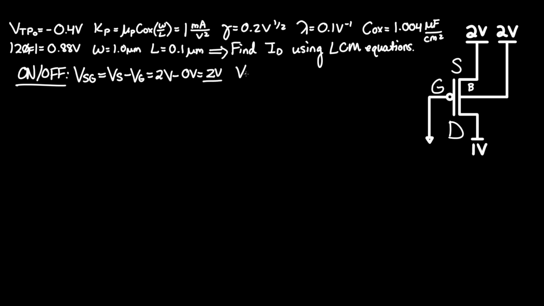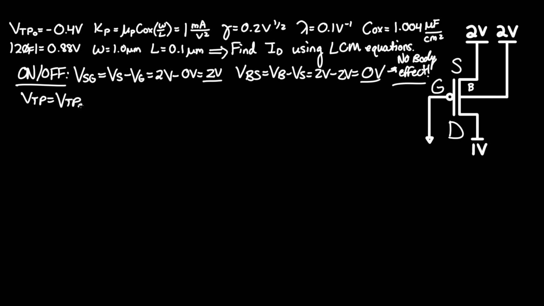Now we gotta quickly see whether or not body effect exists, which is determined by whether or not VBS exists. So VBS equals VB minus VS, and the body is at 2 volts, minus the source, which is 2 volts, and fortunately for us, the difference is 0 volts, so there is no body effect. This makes our process a little quicker. Knowing this, we can actually assume that VTP equals VTP0, which is negative 0.4 volts.